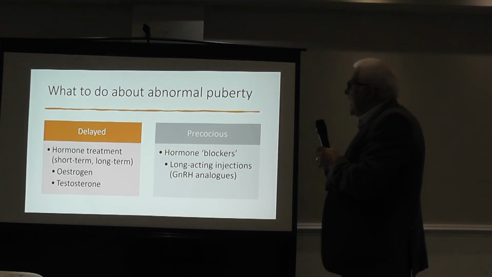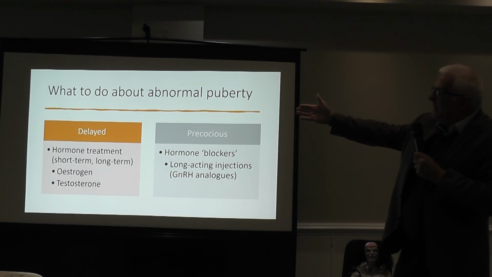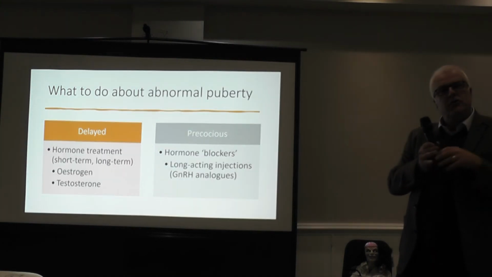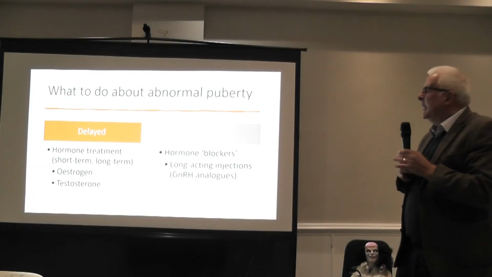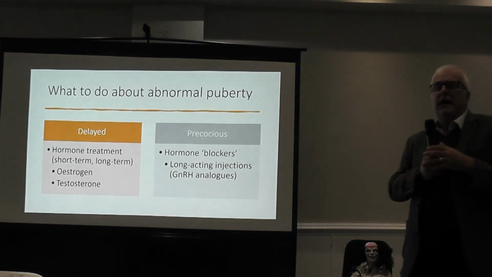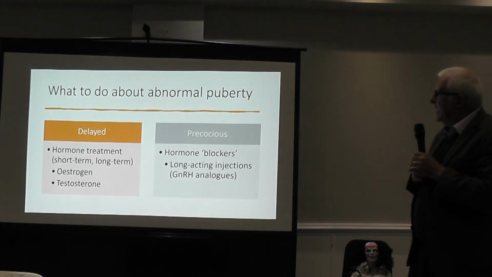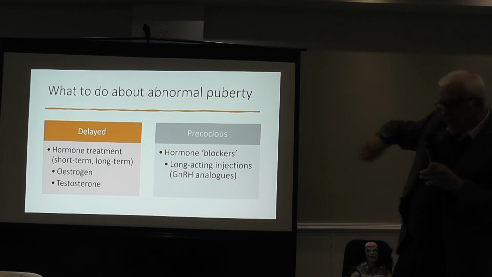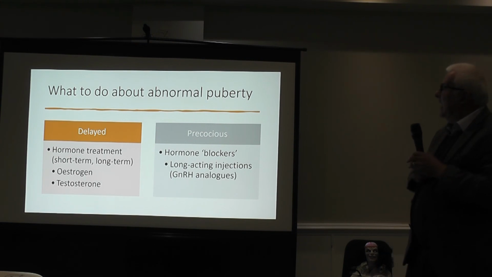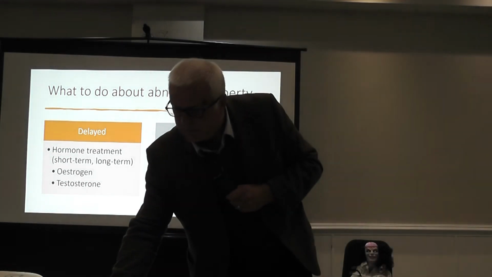So I think it is worth having conversations about what is the right time for a child to go into puberty. So in delayed puberty, treatments are fairly straightforward. Short-term courses are either estrogen or testosterone just to push things along a bit. Sometimes they're needed longer term if there's been a problem with the testes or with the ovaries. And precocious puberty, there are injections that will block that axis, will block the action of the luteinizing hormone and the follicle stimulating hormone. So those are things fairly straightforward to do.